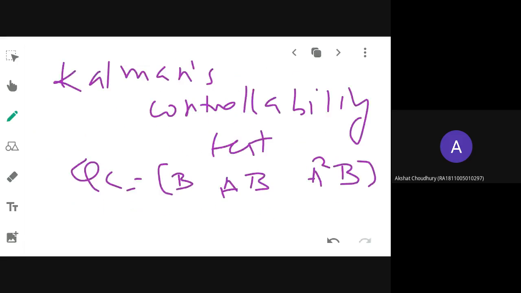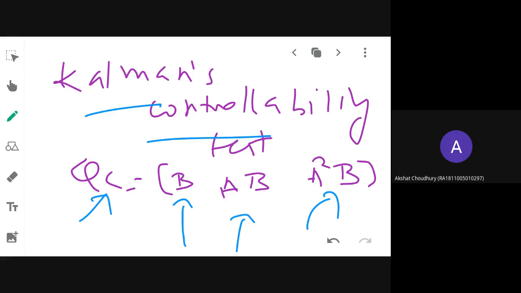So how will you find out by Kalman's test whether the system is controllable or not? What is the formula? You need to use the A and B matrices in one formula for Kalman's test for system controllability. That matrix is QC. Since this is a 3 by 3 system, you will stop with A squared B. The formula is B, AB, A squared B. You substitute all the answers in this and find the determinant. The determinant should not be equal to 0. In that case, it will be controllable.